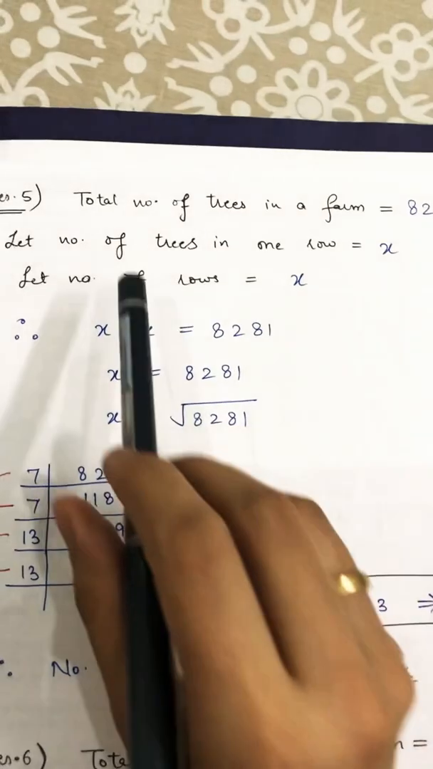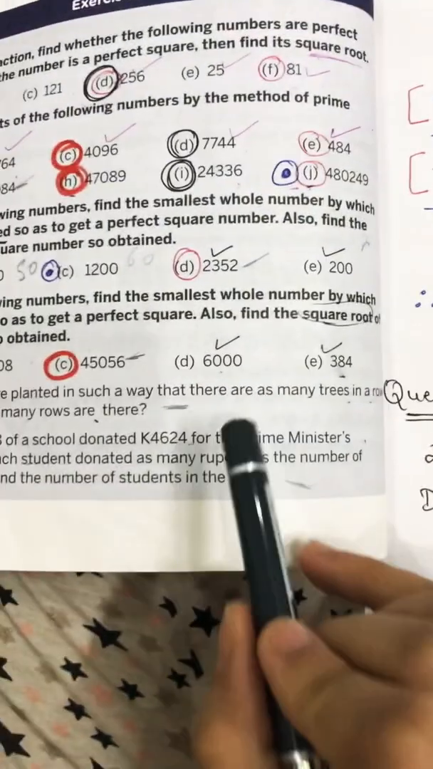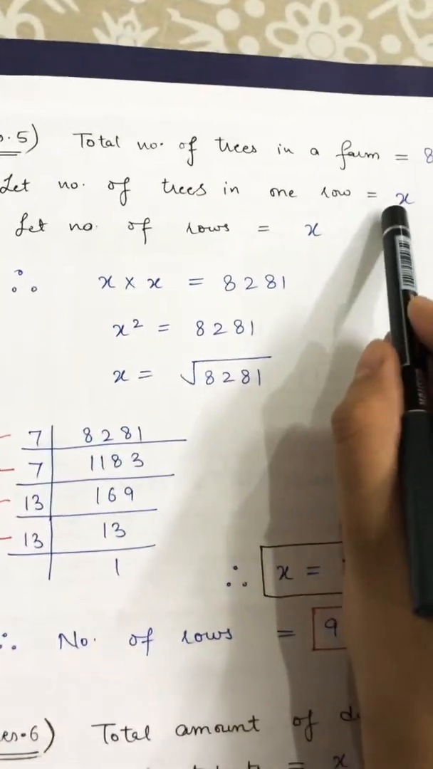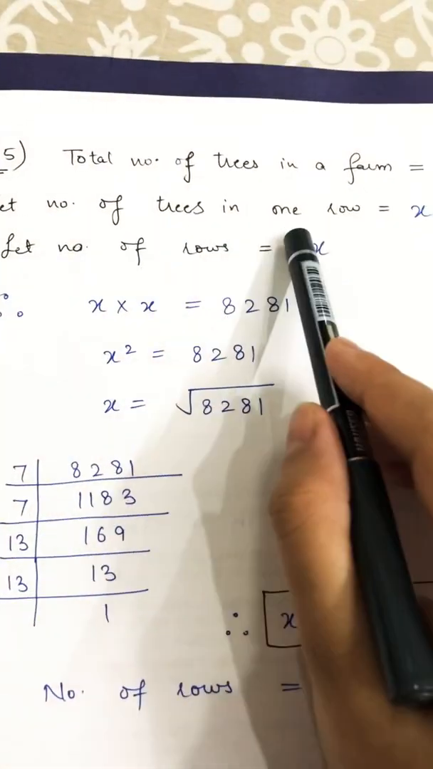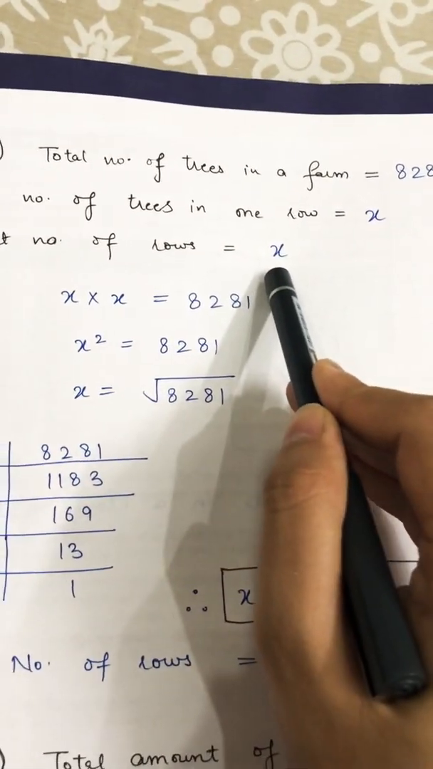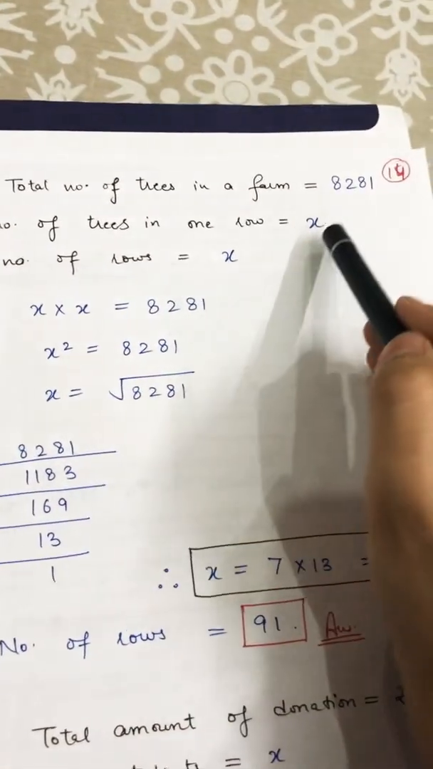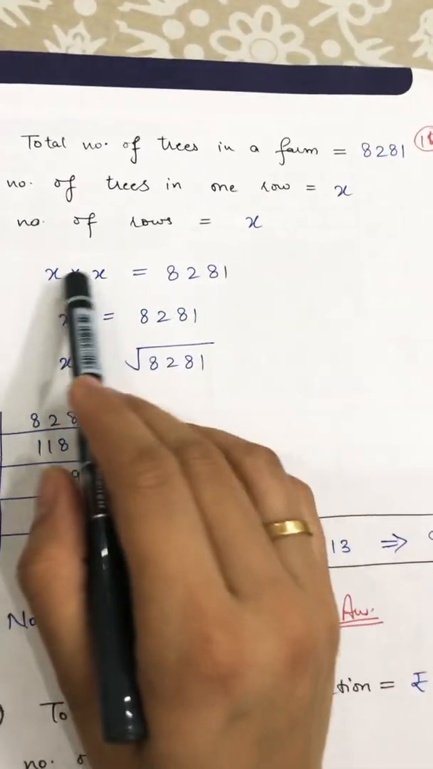And let the number of rows be equal to X, because they are saying the number of trees in one row is equal to the number of rows. So that's why we have taken both X and X, because both are the same. If the number of trees in one row is X, the number of rows will also be X.